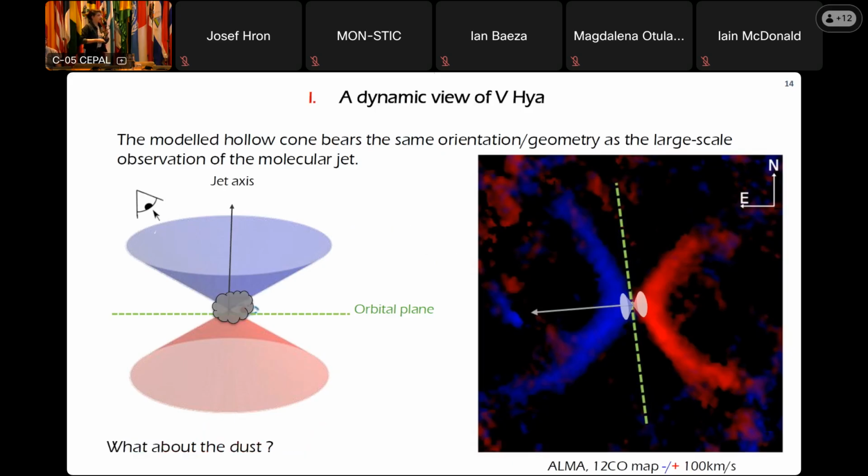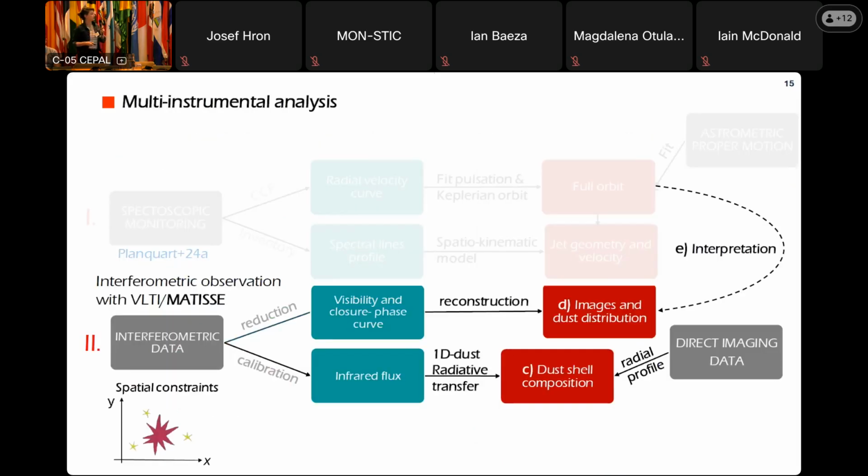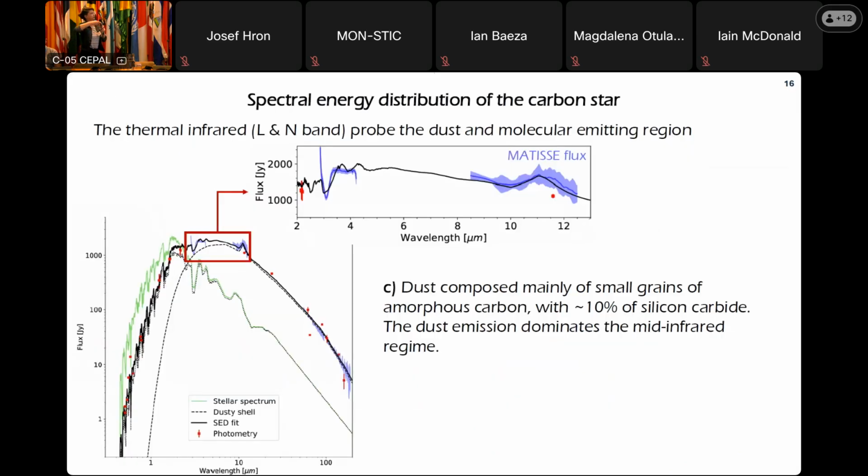The second part is: what about the dust in the system? Where is the dust located, and what is the impact of the companion on the dust at the innermost scale? For that, as Claudia introduced, we use MATISSE data to image the star in the L and N band. The star is quite dusty, and it's a carbon star, so it's made mainly of amorphous carbon with really small grains and a little bit of silicon carbide grain.